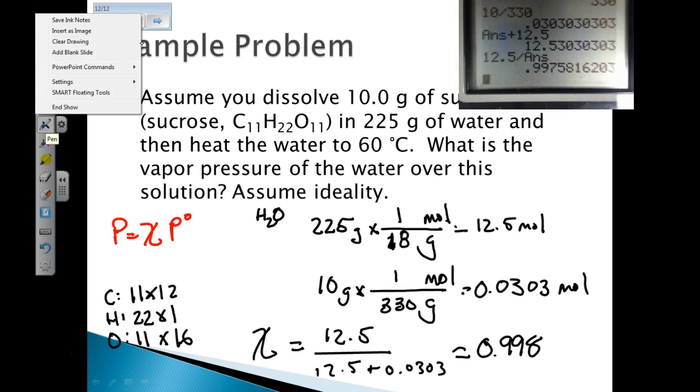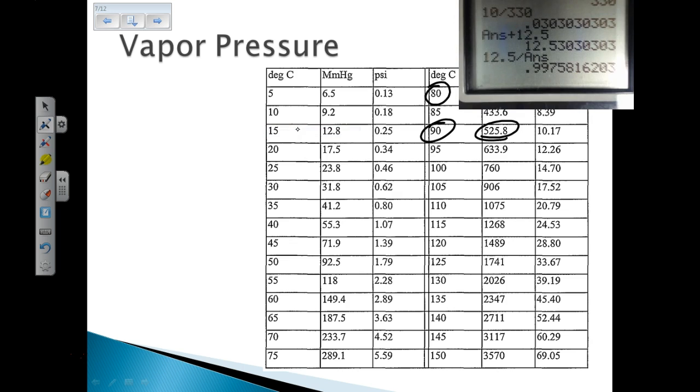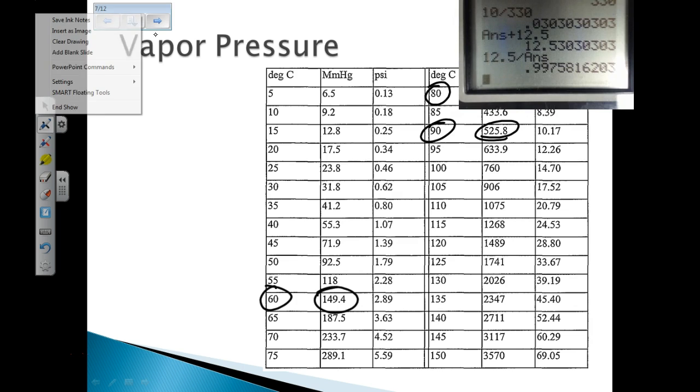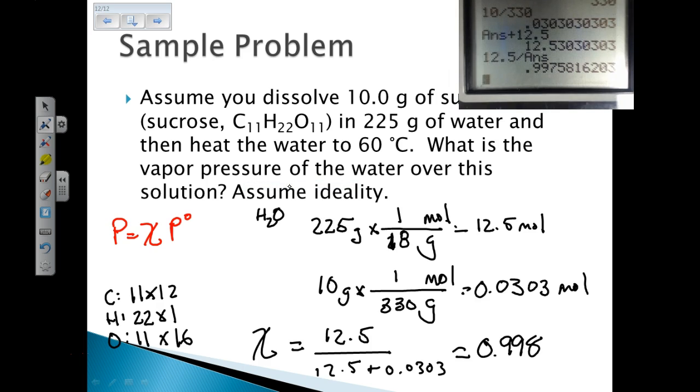So now, again, we're going to have to look up what our vapor pressure is. Okay, now we want 60 degrees. At 60 degrees, the vapor pressure is 149.4. So we're going to go to the last slide. There we go.